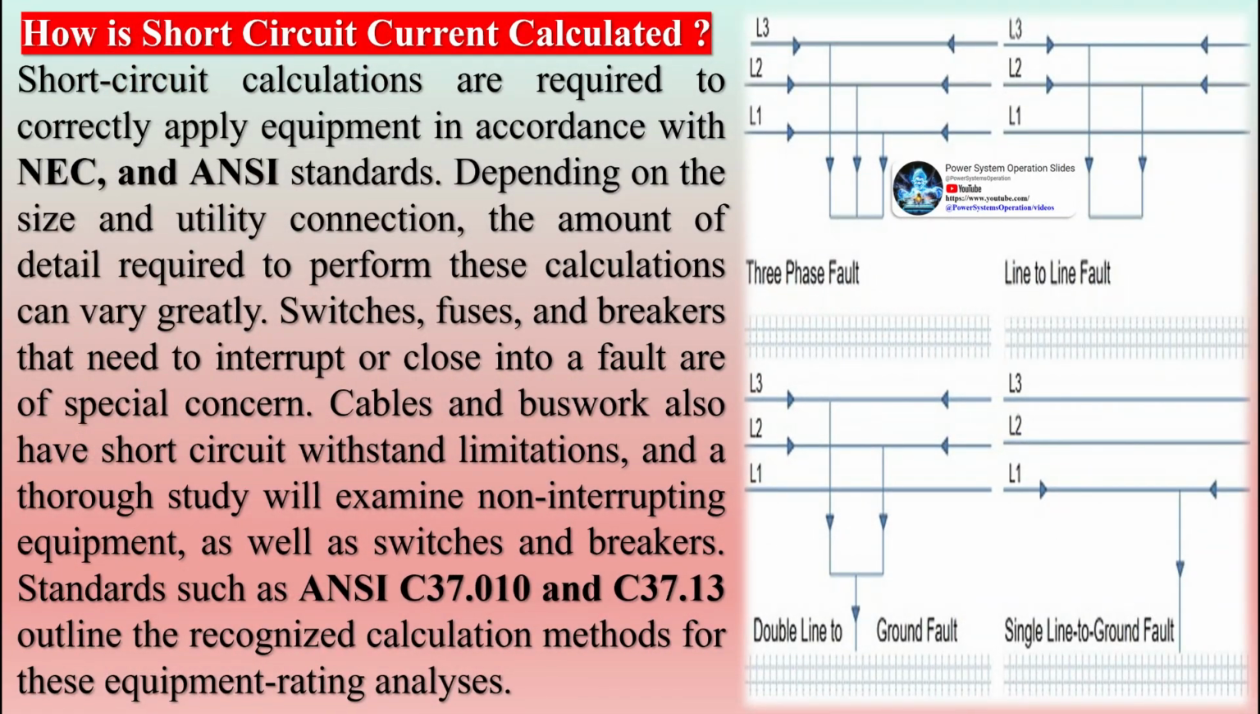Standards such as ANSI C37.010 and C37.13 outline the recognized calculation methods for these equipment rating analyses. As the energy transition progresses, conventional synchronous generation is increasingly replaced and displaced by non-synchronous intermittent generation, which is connected to the grid using inverters. Grids around the world are seeing significant reductions of fossil fuel generation and even periods when demand is fully met by renewable generation, although not necessarily all intermittent.